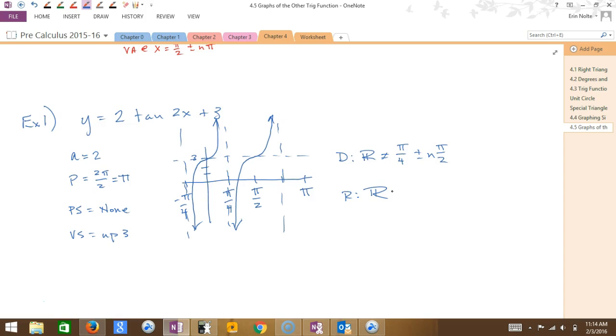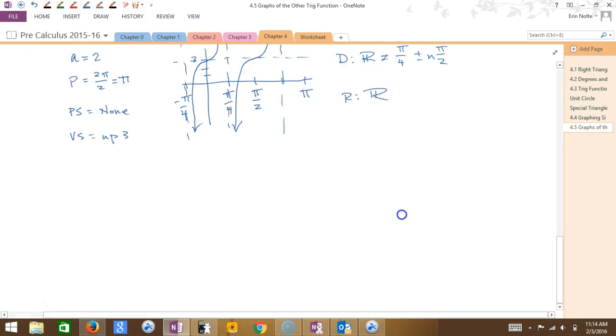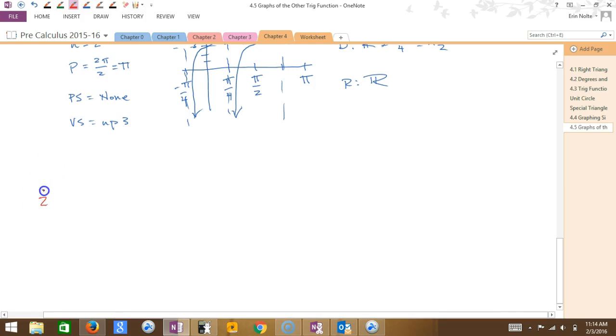Okay, let's do an example with a secant. So let's do y is equal to 2 secant. And I'm going to throw in, let's do a phase shift for sure. That's pi. Do I throw in a vertical shift too?